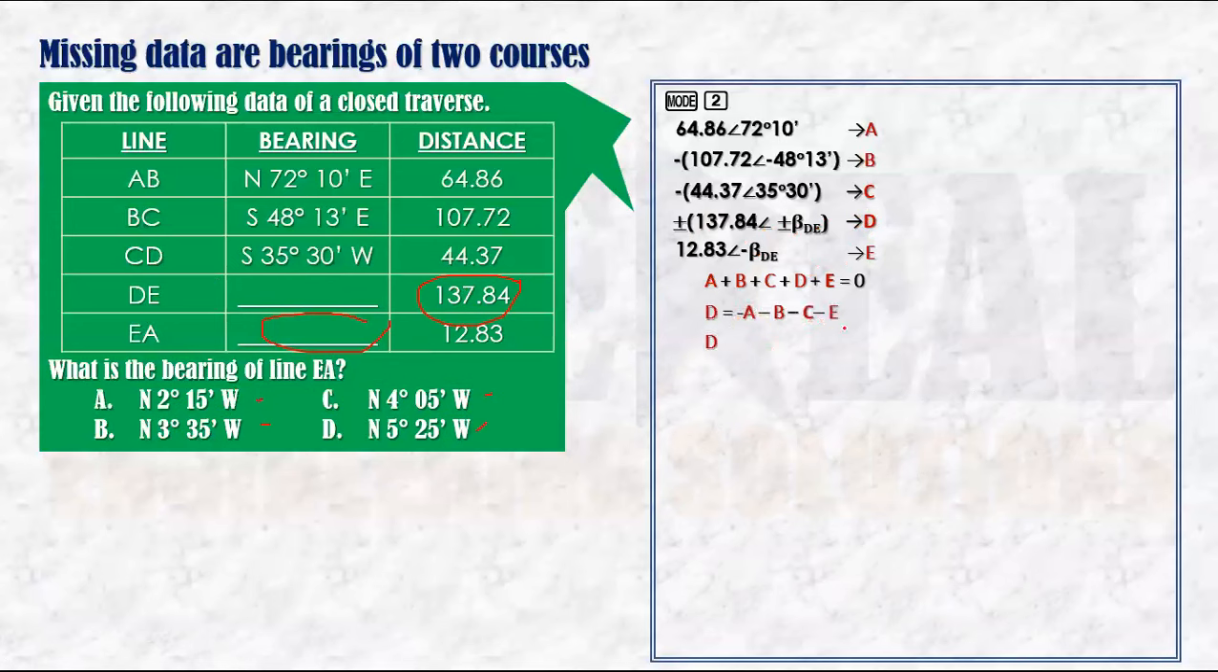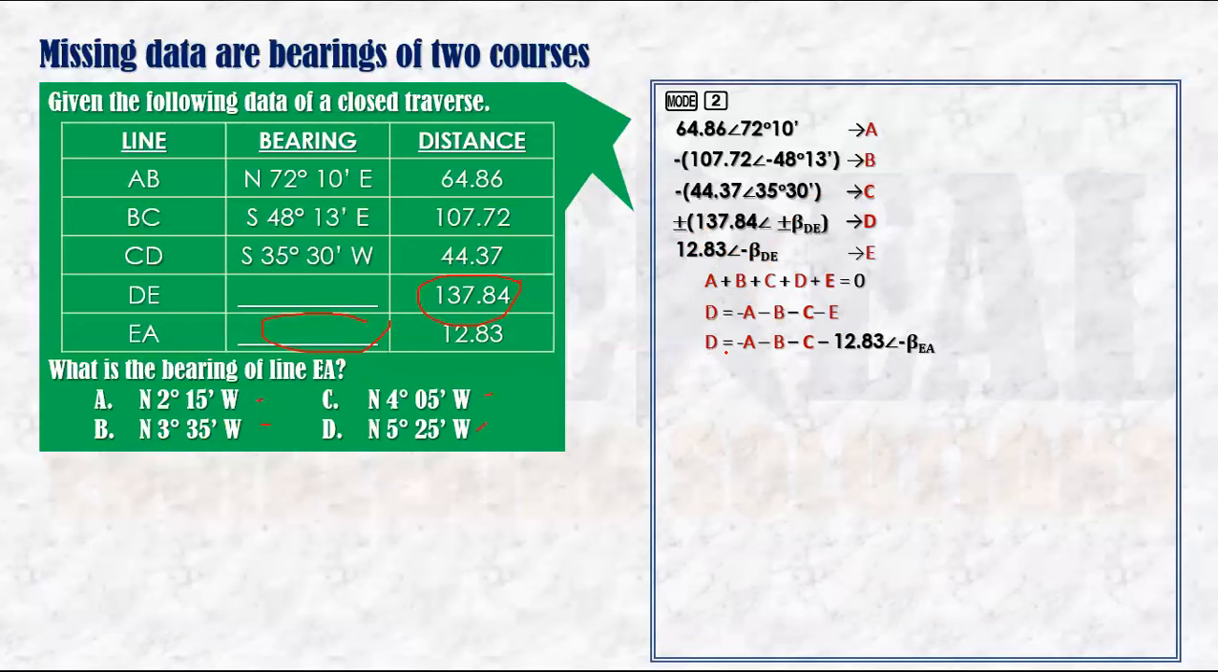So if i-change natin yung A, that is equal to 12.83 angle negative beta. Well, again, bakit negative ito? It's because naging northwest ito, west. If east lang sana ito, then there's no need to include that negative sign. If northeast. If, let's say, this is southwest, then ito lang yung negative. Remember that? I-negative mo ito at wala nang negative dito sa angle, if southwest. Pero if southeast, then both must be negative. But again, since northwest yan, only the angle is negative.